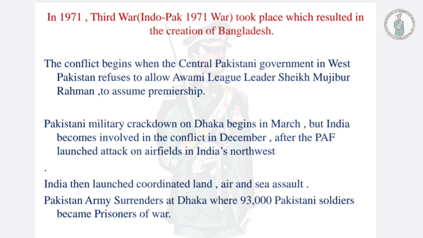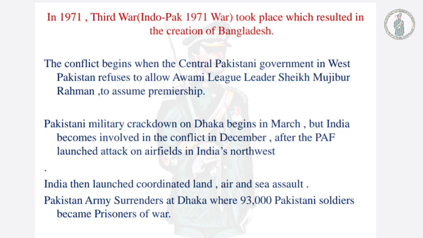Now, talking about the initiation of the war, East Pakistan, which is now Bangladesh, was dominated by the Bengali people, and the Bengali leader of the Awami League, Sheikh Mujibur Rahman, won a majority of seats, but the central government in West Pakistan refused to allow Sheikh Mujibur Rahman to assume the premiership. So the Pakistani military started a crackdown in Dhaka in the month of March. But India got involved in December.